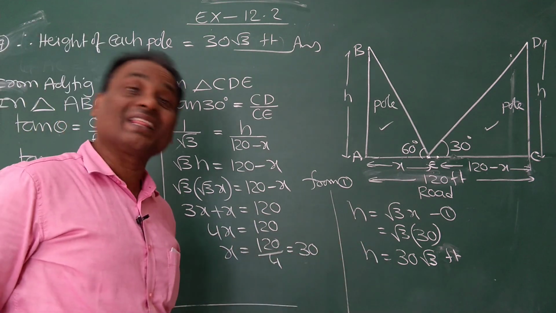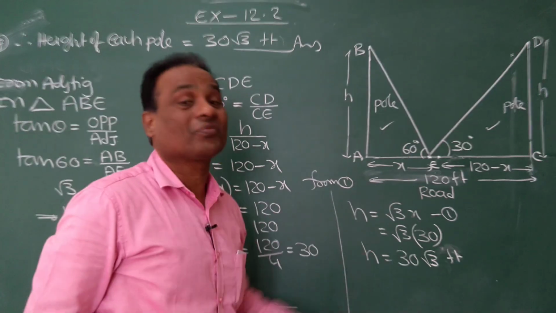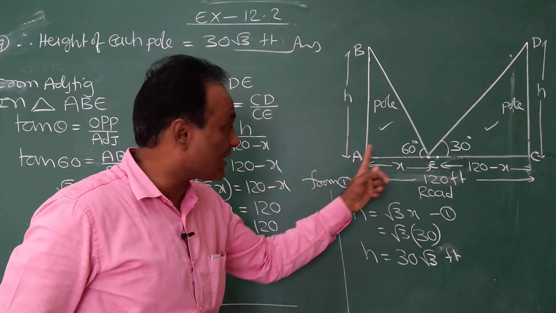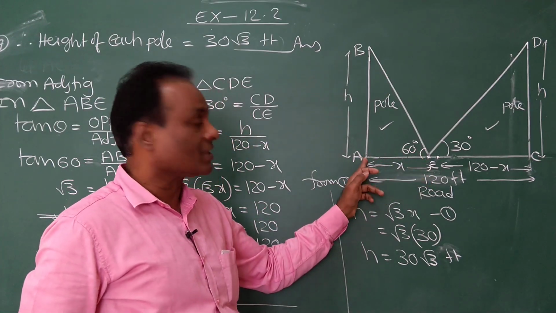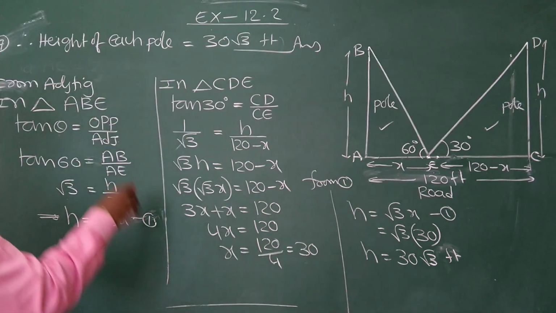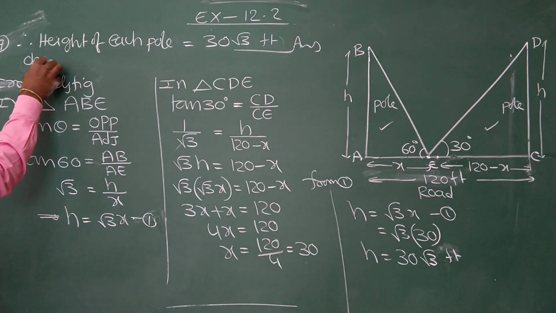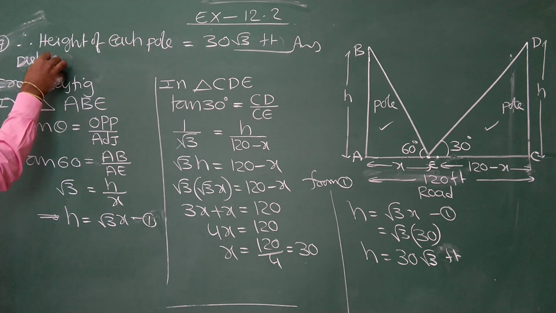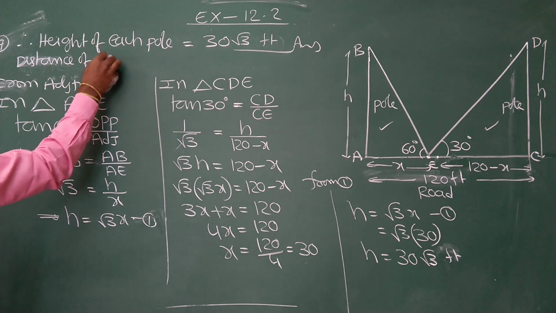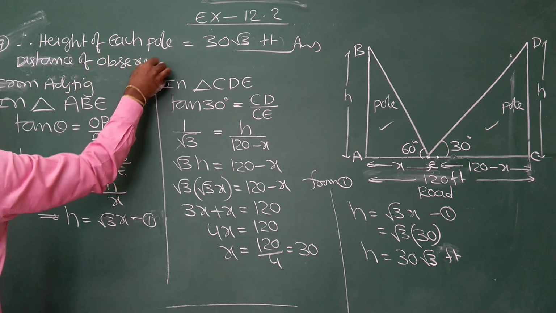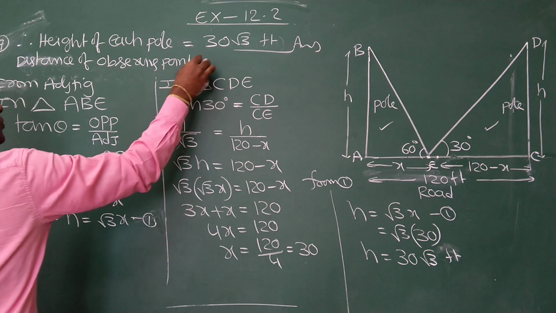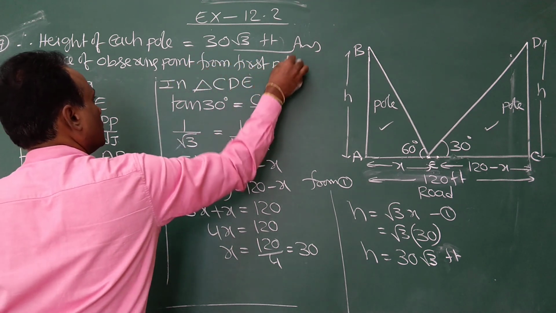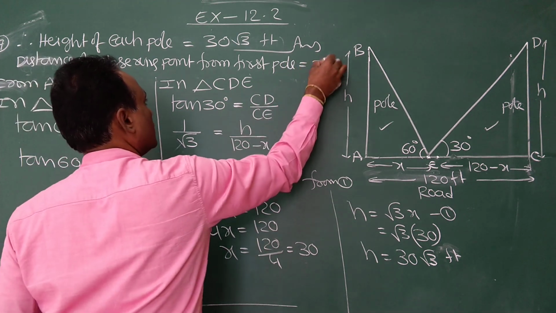That is the question. Another question is, where is the observing point? What is this distance? 30. So the observing point is at a distance of 30 feet from the first pole. Distance of the observing point from the first pole: 30 feet.